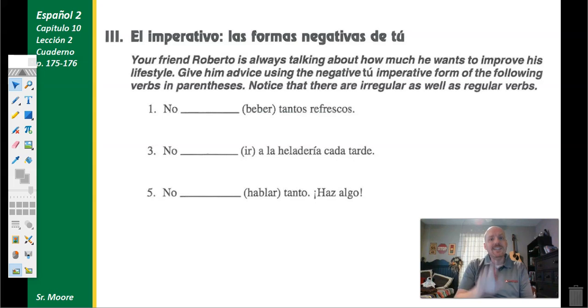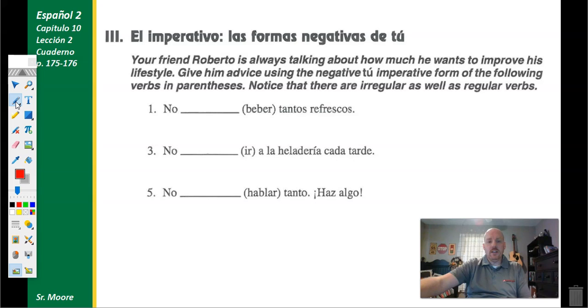But with tú, not only do you have to put the no, but the negative command is conjugated differently than the affirmative command. All right, so let's look at exercise 3 here, ejercicio 3. El imperativo, las formas negativas de tú. Your friend Roberto is always talking about how much he wants to improve his lifestyle. Give him advice using the negative tú imperative form of the following verbs in parentheses.